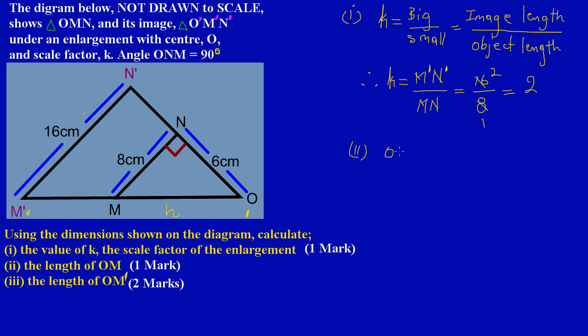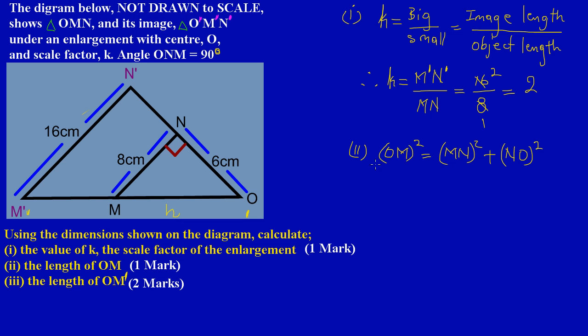Okay, so OM squared is equal to MN squared plus NO squared.